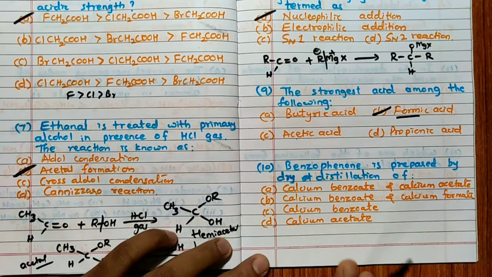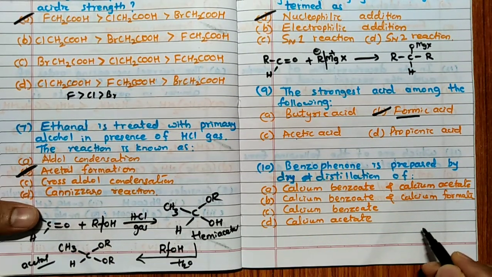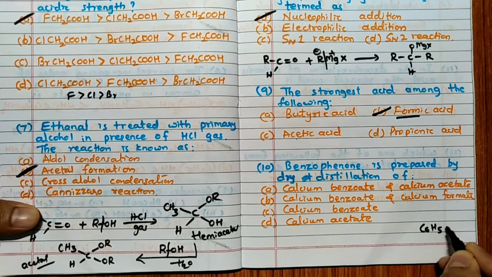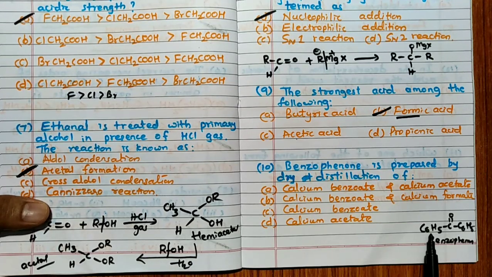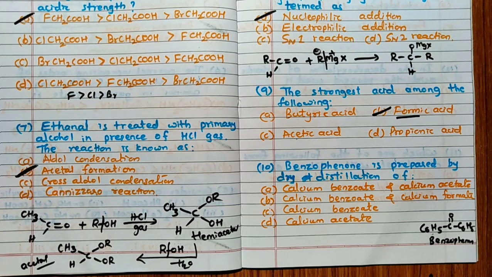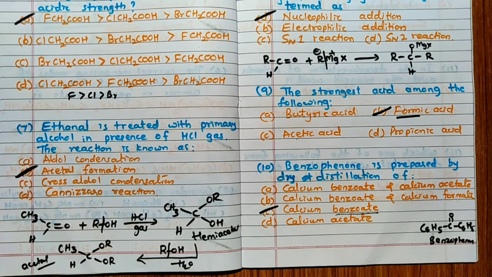Benzophenone is prepared by dry distillation of. See, benzophenone is possible, remember, like this, correct? C6H5, C double bond O, C6H5. This is called benzophenone. Here you can see to form benzophenone, a benzoate is needed, a benzoyl group is needed. But acetate is not useful. For acetophenone, calcium acetate is used. If you use formate, you get an aldehyde, that is benzaldehyde. So acetate and formate are not necessary. So the benzoyl group should be there. So calcium benzoate is the answer here.